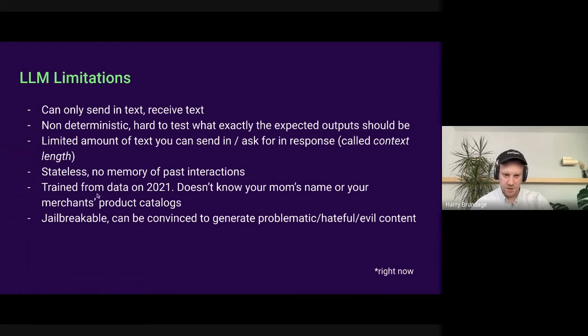One more is that it's been trained on data from 2021. That means it doesn't know about recent events. So if you ask ChatGPT about, say, a recent mayoral election in Ottawa, it just doesn't know that it happened and reports incorrect facts.